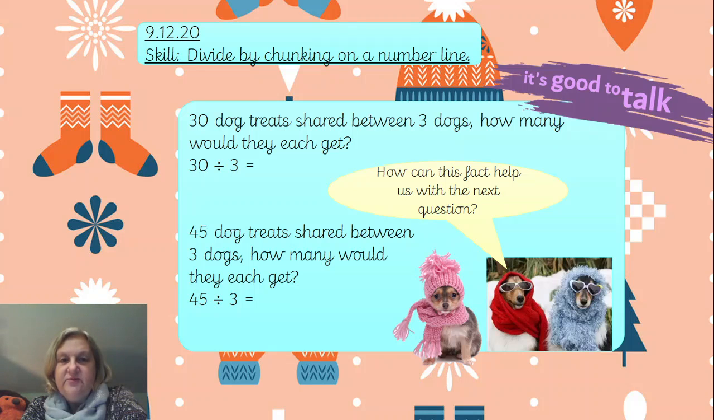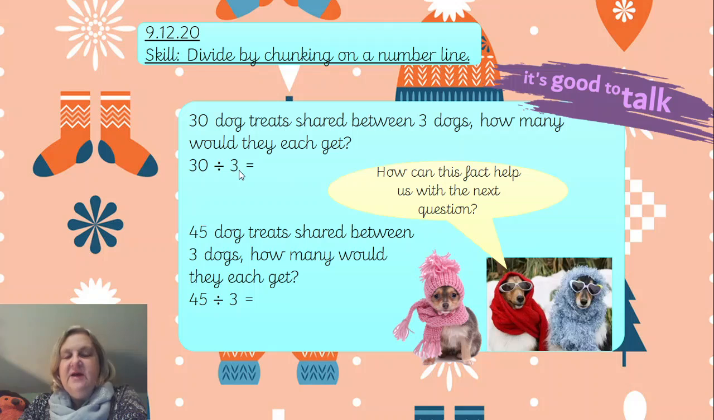Okay, so we've got the problem this morning, which is 30 dog treats are being shared between 3 dogs. How many would they each get? So the equation that relates to that word problem is 30 dog treats shared, which means divided by 3 dogs. How many would they each get? And the answer for that would be, that's right, it would be 10, because 10 lots of 3 is 30, and you can reverse that back up to help you.